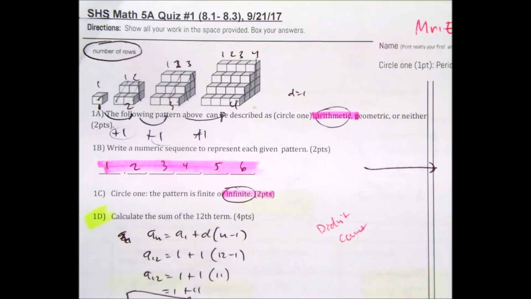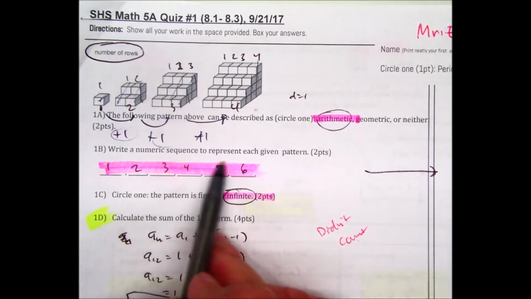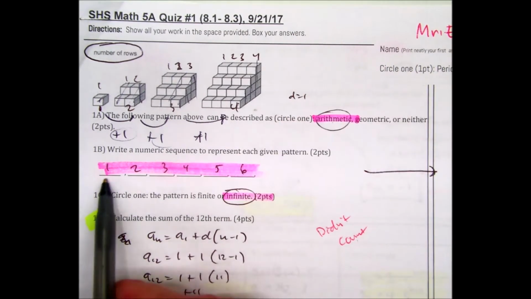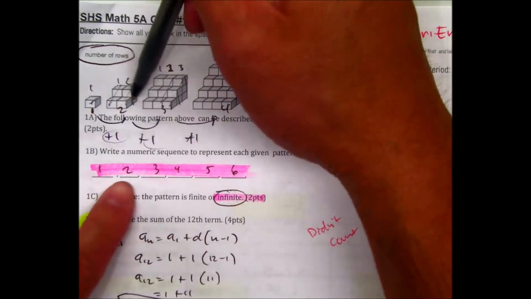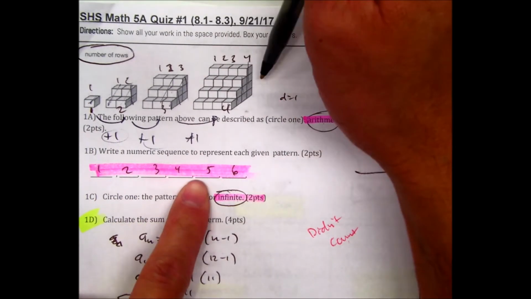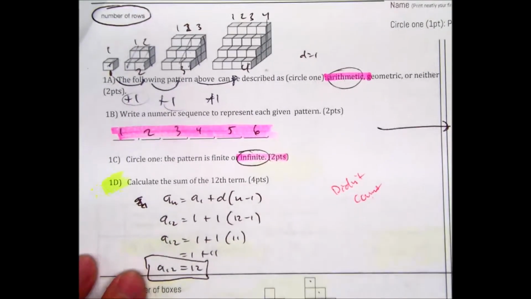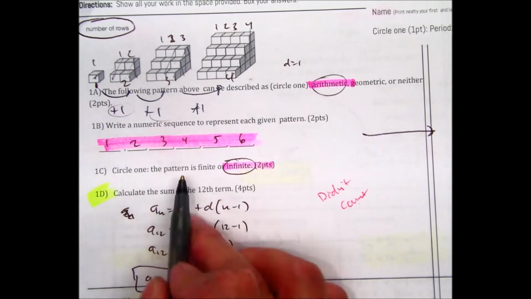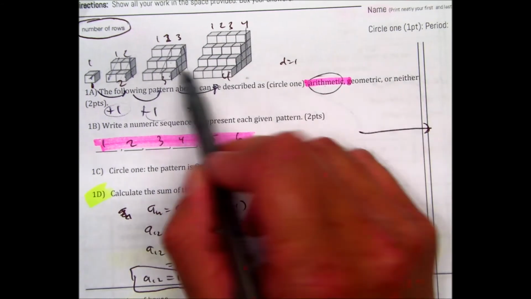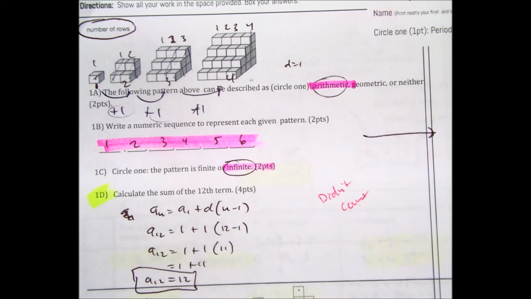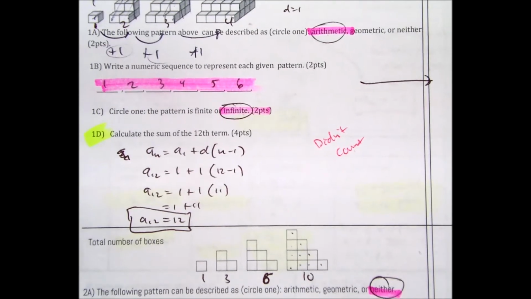Question number 2 says, write a numerical sequence to represent each given pattern. So if you continue this picture, it would just be 1, 2, 3, 4, and then the picture would have a 5th row and a 6th row. 1C, circle. This would be infinite because this pattern can keep going on forever. Those were 2 points.